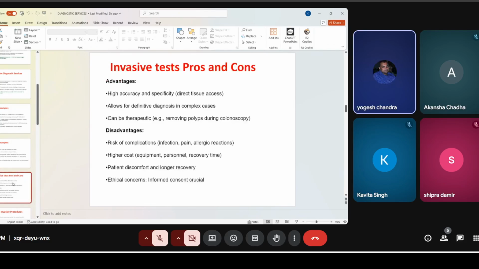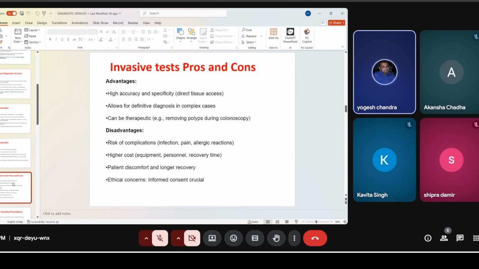Okay. Now we see the advantages. What are the advantages of this invasive test and what are the disadvantages? Advantage, as already discussed, is high accuracy, and it is a highly specific test. It gives direct access to the particular part where we are suspecting the disease, and it always allows for the definitive diagnosis in complex cases. That is the nature of this invasive test. This is a confirmatory test. All the invasive tests are considered confirmatory tests.